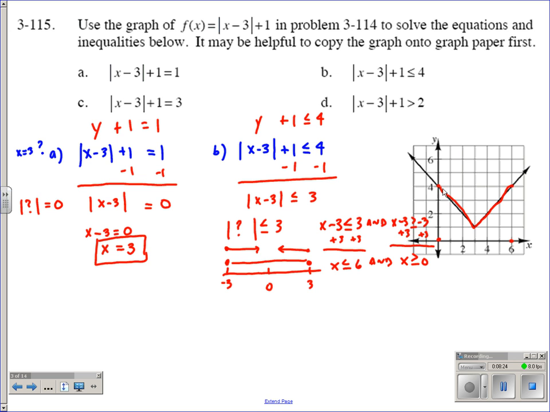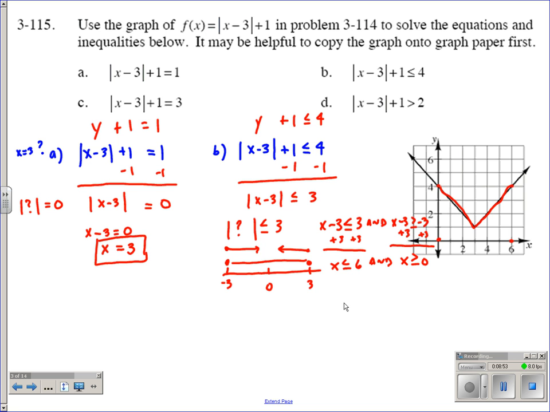Think about what those mean here. Talk about all the values of x that are greater than or equal to 0. That would be starting here and going this way. And all the values that are less than or equal to 6. That would be the values here that are going this way. And we want all the numbers that satisfy both of these. So that would be that overlap here. And it's all these values that we highlighted from the start.